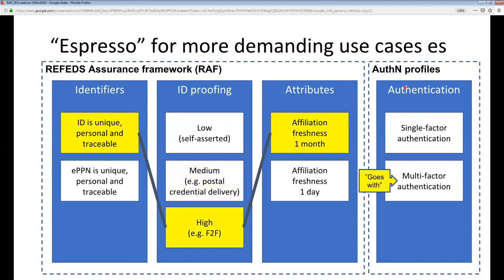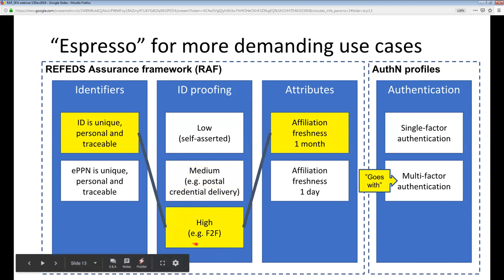And the Espresso profile is then for more demanding use cases. ID proofing must be done at the high level, and it is also proposed to use it together with multi-factor authentication.